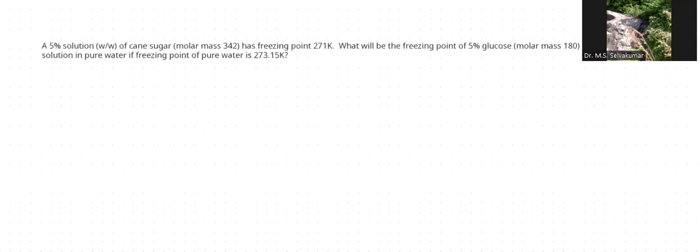A 5% solution, weight per weight, of cane sugar, molar mass 342, has a freezing point of 271 Kelvin. What will be the freezing point of a 5% glucose solution, molar mass 180, in pure water, if the freezing point of pure water is 273.15 Kelvin?